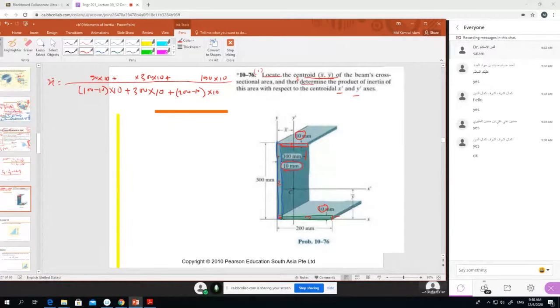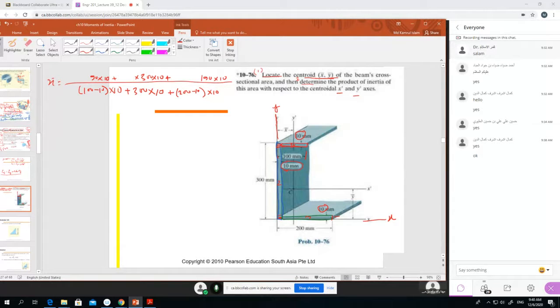Now, given the axes, this one is x and here is y. So we are calculating x bar. From the y axis, how much is the x bar for the upper center? Can someone tell me? First one I do for you, and the next one you tell me.